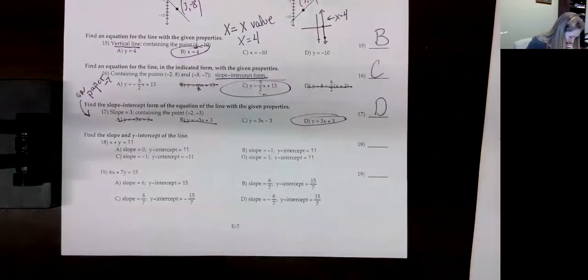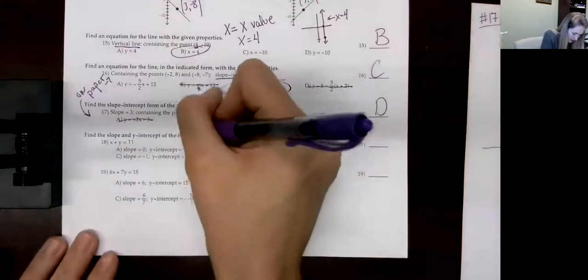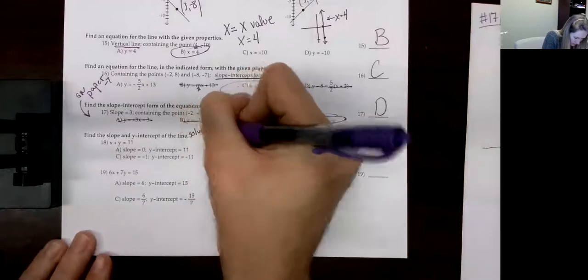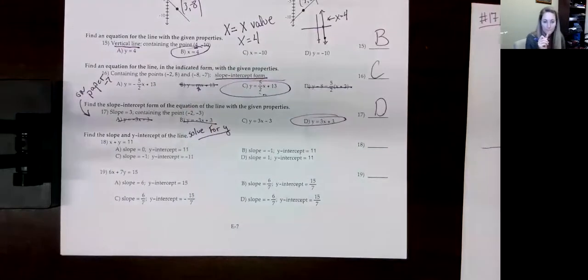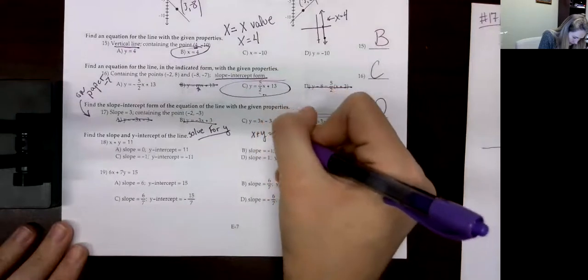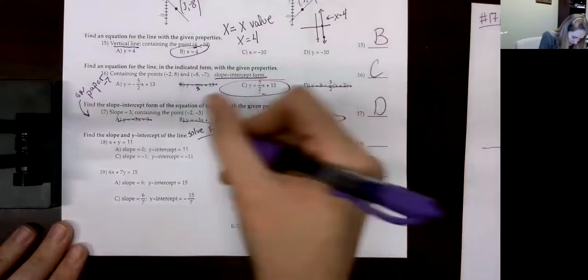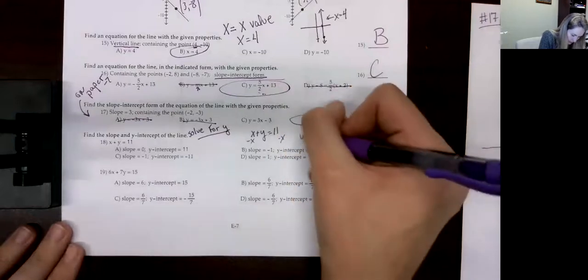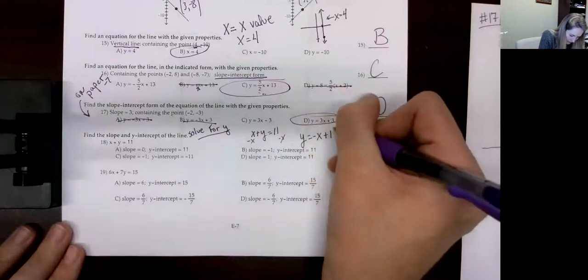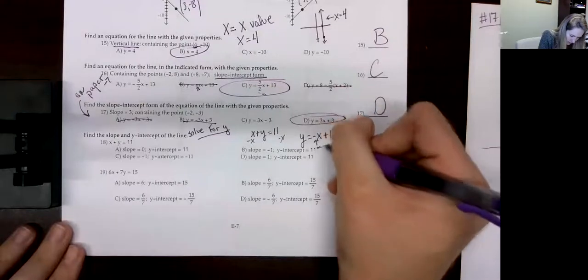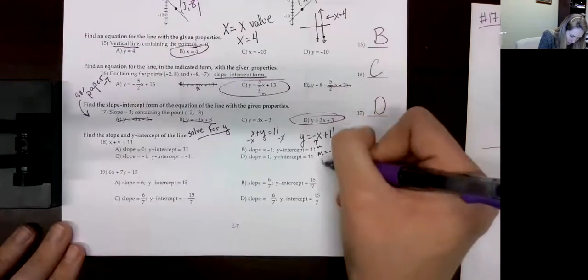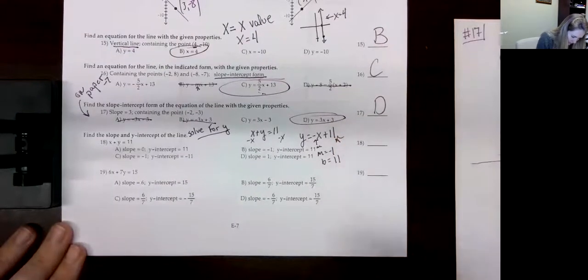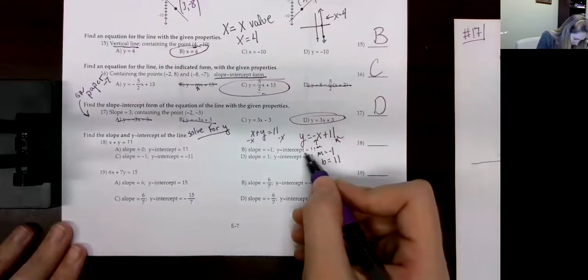18. Find the slope and y-intercept of the line. So on these, solve for y. So this first one, if we had x plus y equals 11, I would subtract my x. Remember, these don't combine, so I'd have y equals negative x plus 11. My slope is here, so slope equals negative 1. This is my y-intercept, so y-intercept equals 11. So I'd have negative 1 and positive 11.